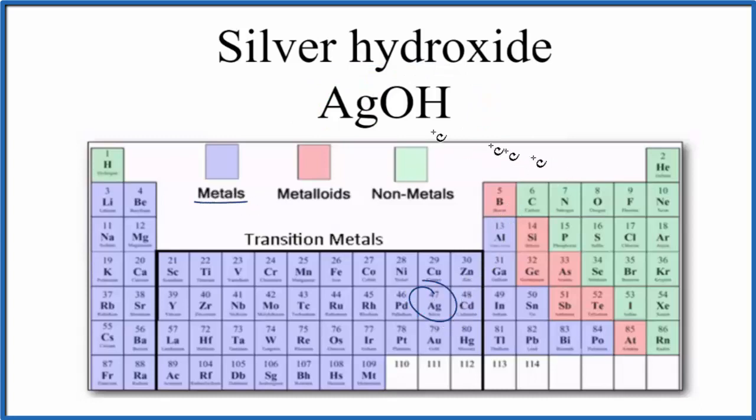When we look at the periodic table, we see silver right here. That's a metal, and then we have oxygen, that's a nonmetal, and hydrogen, that's a nonmetal as well. So we have a metal plus two nonmetals. That's going to be an ionic compound.